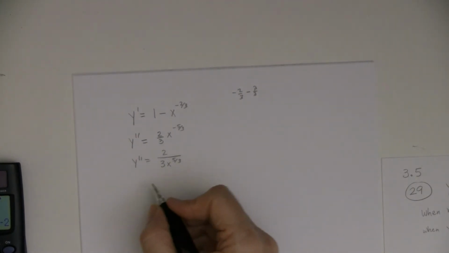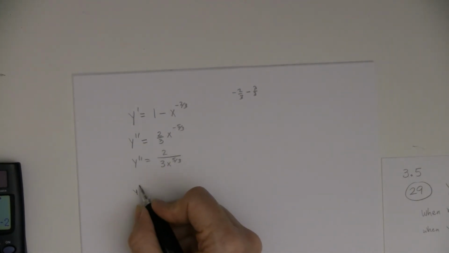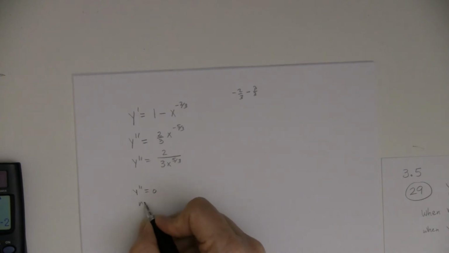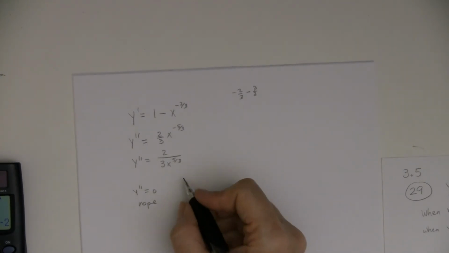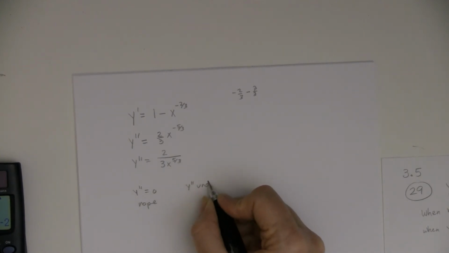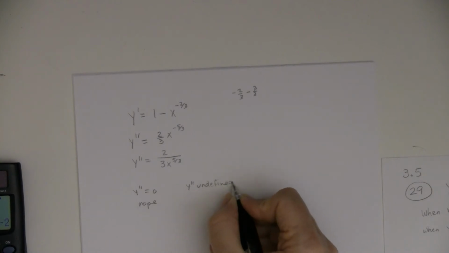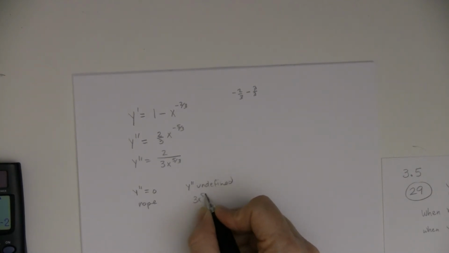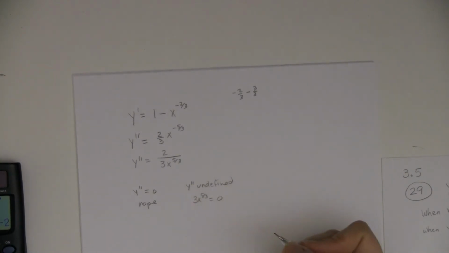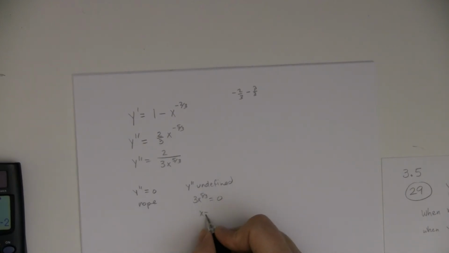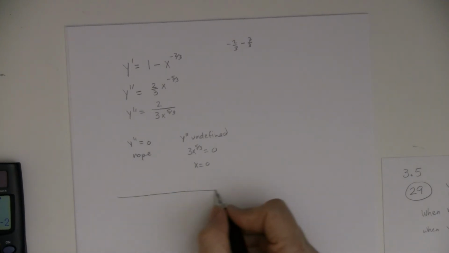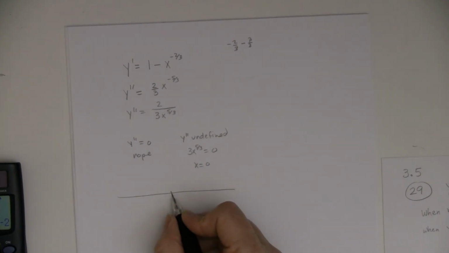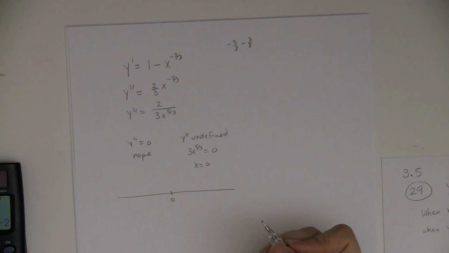And so this is never equal to 0. Right? You would just get rid of your variable. But this, it could be undefined. That's when 3x to the 5/3 equals 0, and that's when x equals 0. So I'm going to put that on my number line, and this is going to tell me about concavity. No domain problems on this problem.